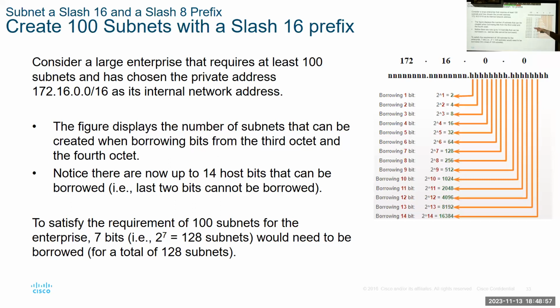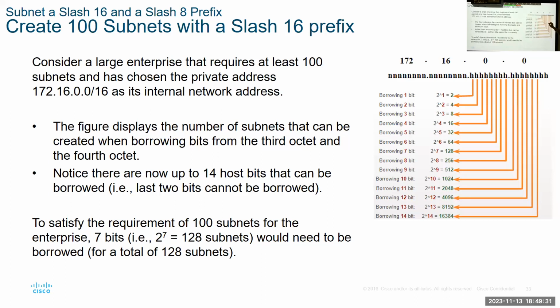So your new prefix will be what? 172.16.0.0/16 was the original. What's the new prefix if you're going to get that 100 plus subnets? Well, if it's /17, that only gives you 2 subnets. That's only 1 bit. So to get 100 subnets, you need 7 bits. So you're going to add that 7 to your 16. 16 plus 7 is 23.